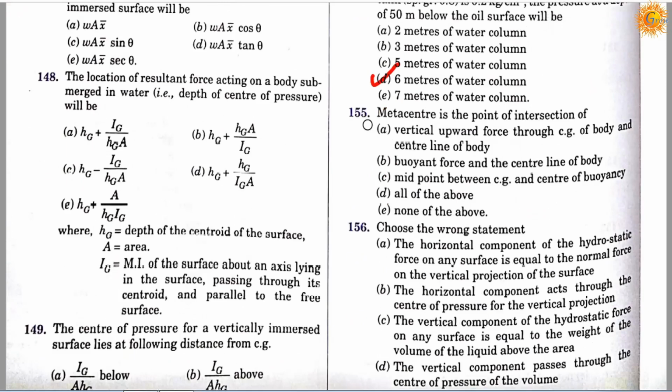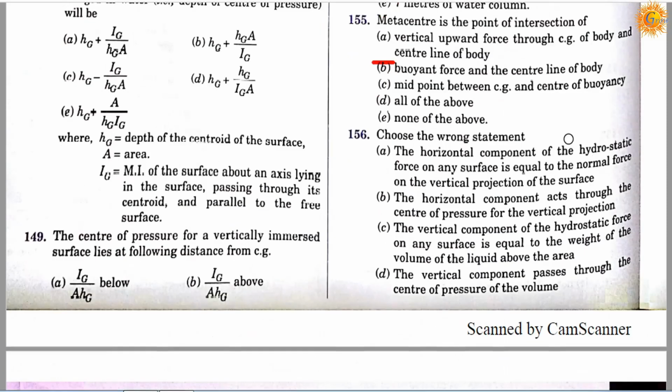Question number 155. Metacenter is the point of intersection of: option A, vertical upward force through center of gravity of body and center line of the body, option B, buoyant force and the center line of the body, option C, midpoint between center of gravity and center of buoyancy, option D is all of the above, and option E is none of the above. So the correct answer is B, buoyant force and the center line of the body.